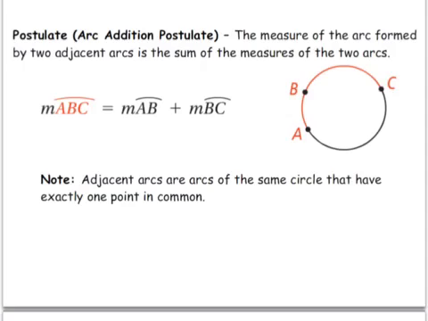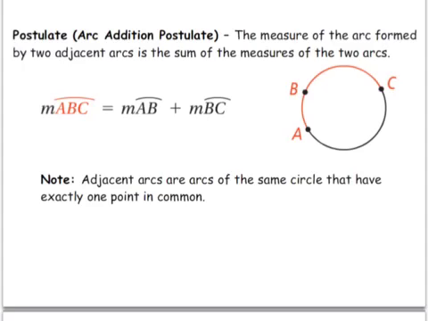All right, here's a new postulate, the arc addition postulate. This postulate is very similar to the segment addition postulate that we learned a long time ago. So basically the measure of an arc formed by two adjacent arcs is the sum of the measures of the two arcs. So if you wanted to find the measure of arc ABC, if you knew the measures of arc AB and the measure of BC, we could simply add them together to get the measure of the entire arc.